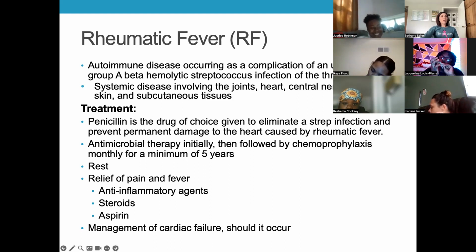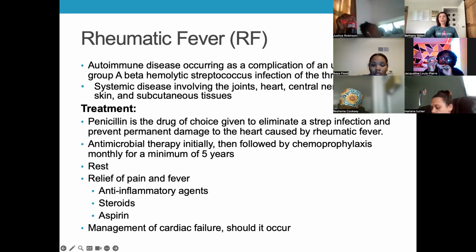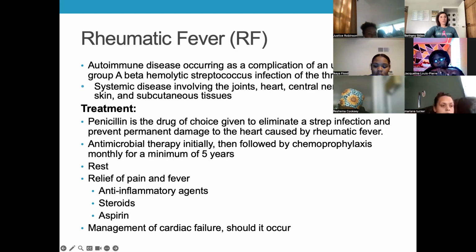Penicillin is going to be our drug of choice to eliminate our strep infections and prevent the permanent damage caused by rheumatic fever. So that permanent damage to the heart. We typically start with antimicrobial therapy until the acute infection is treated, and then they'll be on chemoprophylaxis monthly for a minimum of 5 years. So they are going to be on extended antibiotics for 5 whole years.